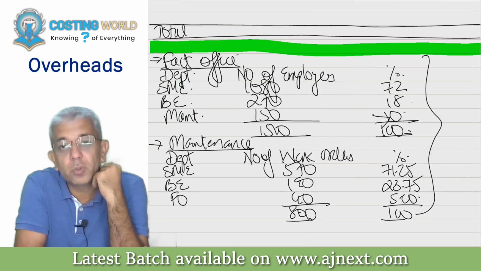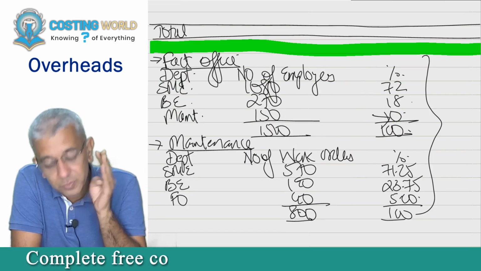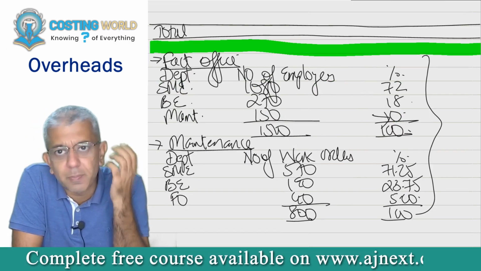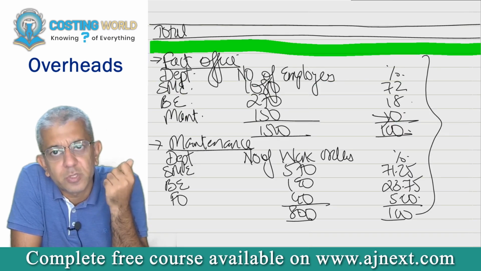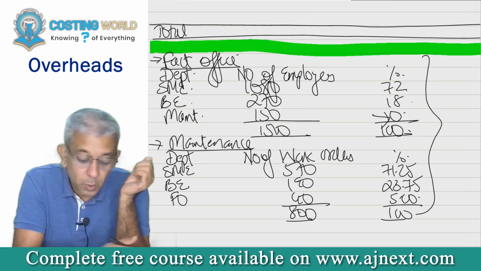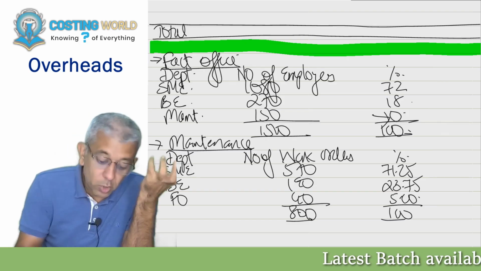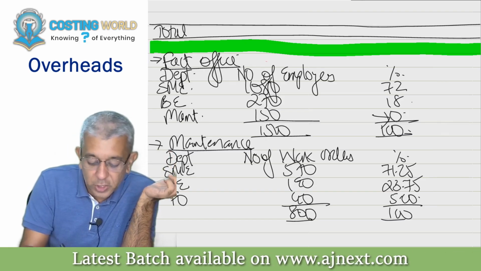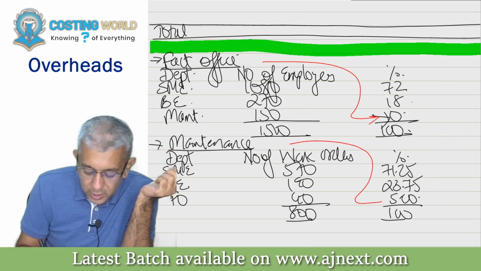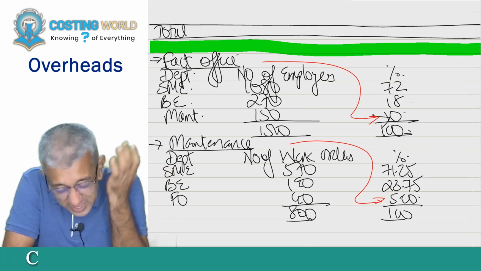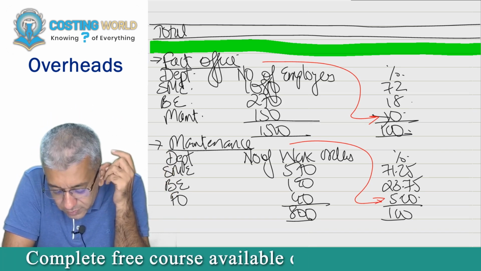But now, it has been told: solve it using step ladder method. Okay, we'll solve it using step ladder method. How to be doing that? Now see. Logically, the departments serve each other here. If they serve each other, I should follow reciprocal method. But they are saying no, follow step ladder method.